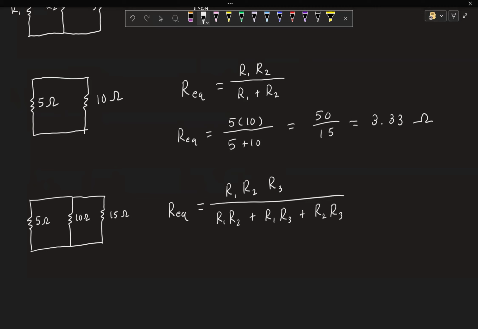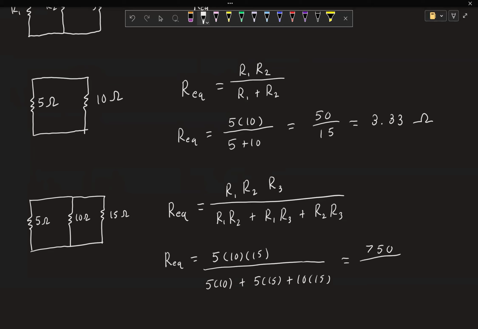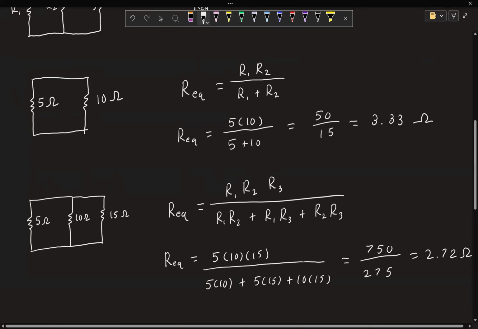So now in this scenario, Req is going to be 5 times 10 times 15 all over 5 times 10 plus 5 times 15 plus 10 times 15. Now that is going to be equal to 750 over 275, which is equal to 2.72 ohms. All right.